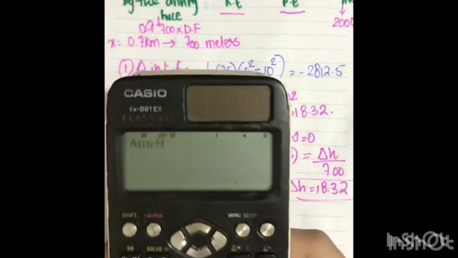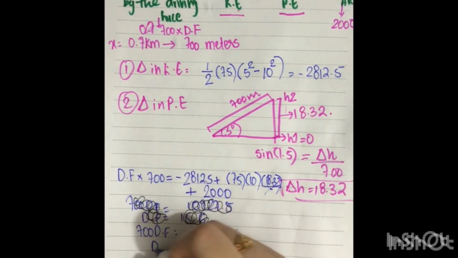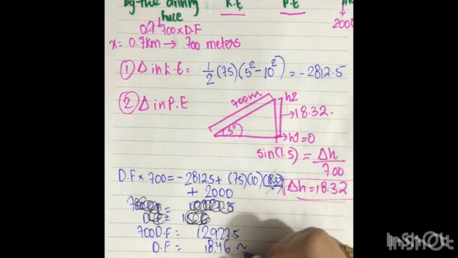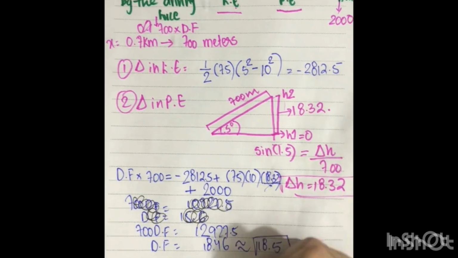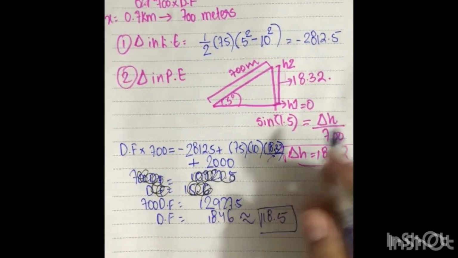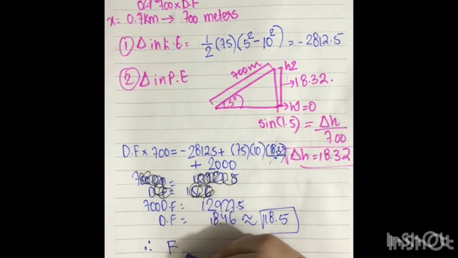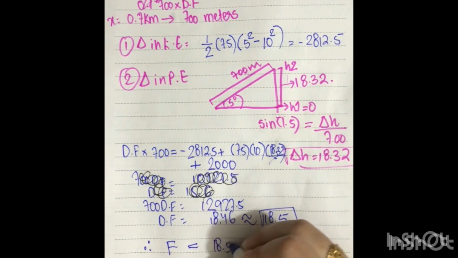And when we divide it by 700, we get the driving force, which is 18.46. So let's round it off to 18.5. And now let's give the final answer as a statement. So hence F is equals to 18.5 Newton.